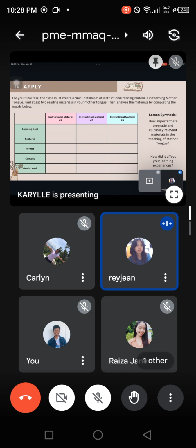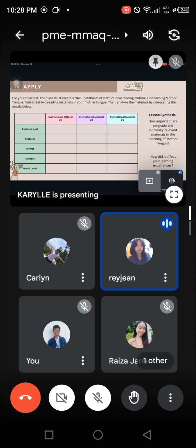For your final task, the class must create a mini database of instructional reading materials in teaching mother tongue. Find at least 2 reading materials in your mother tongue, then analyze the materials by completing the matrix below. So I will give an example. For example, ang Munting Prinsipe or The Little Prince, yun yung story. Kung familiar kayo sa kwento na yun.